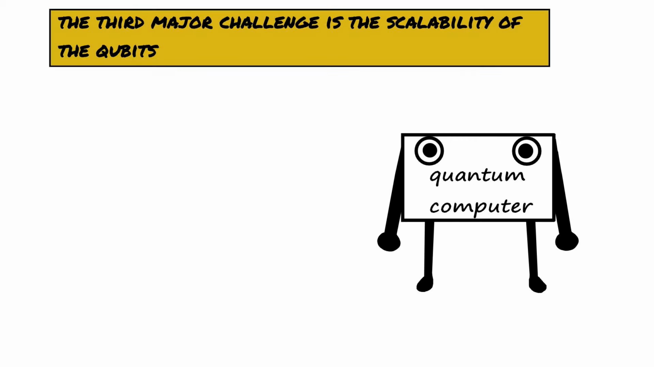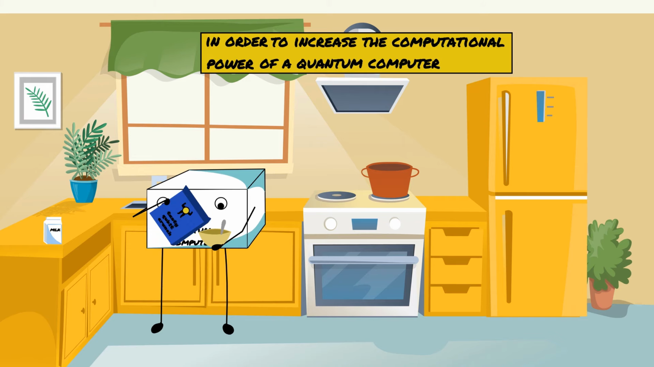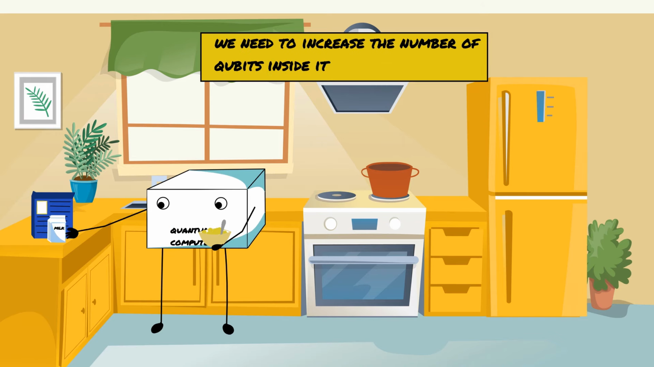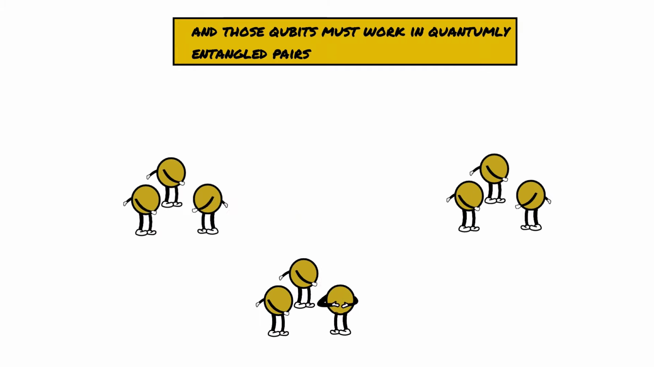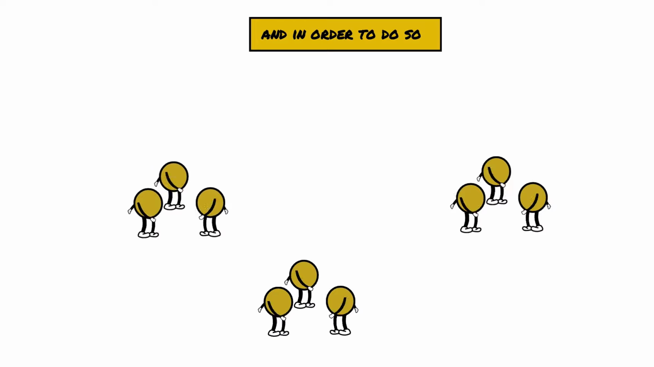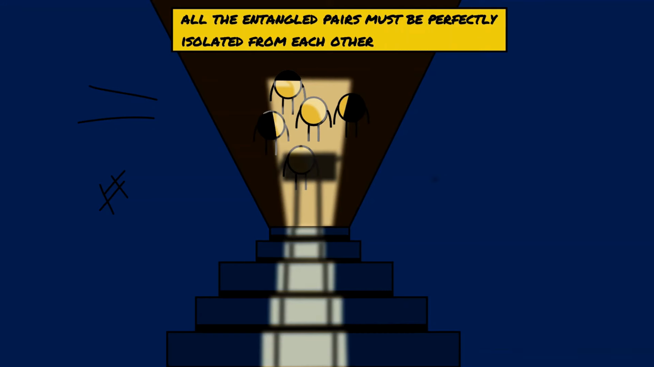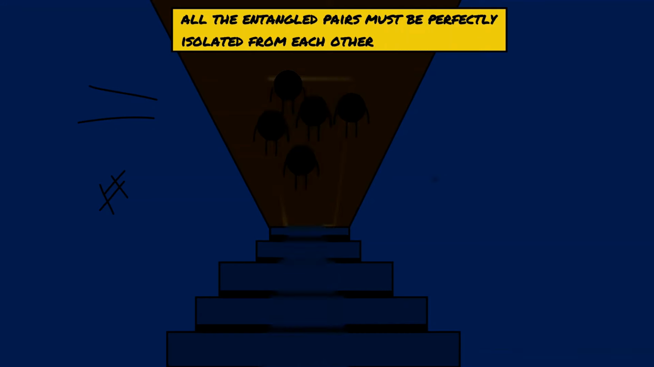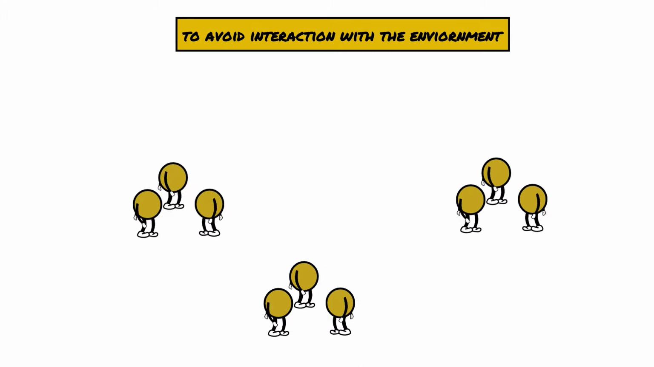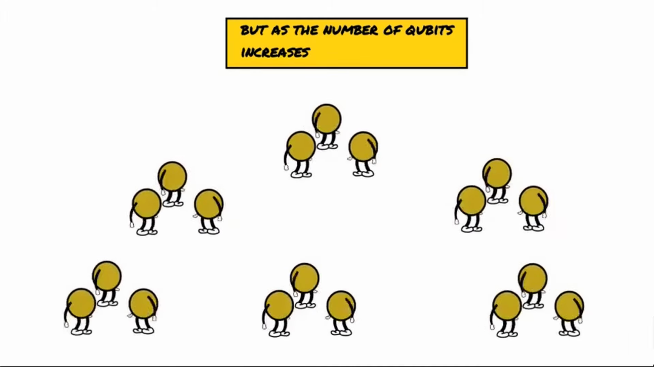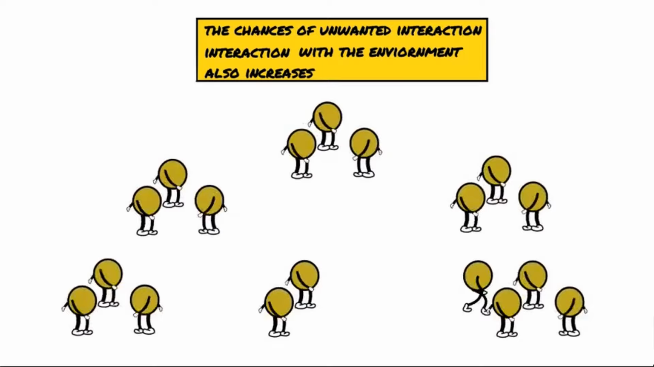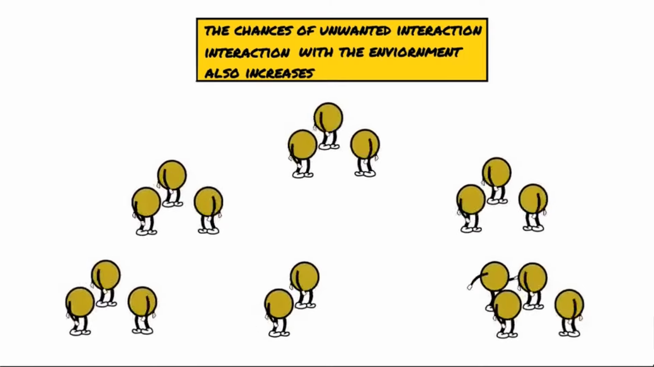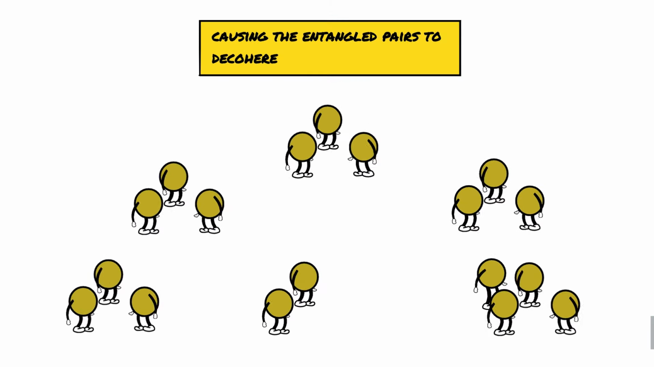The third major challenge in building a quantum computer is the scalability of qubits. In order to increase the computational power of a quantum computer, we need to increase the number of qubits inside it. And those qubits must work in quantumly entangled pairs. In order to do so, all the entangled pairs must be perfectly isolated from each other, to avoid interaction with the environment. But as the number of qubits increases, the chances of unwanted interaction with the environment also increase, causing the entangled pairs to decohere.